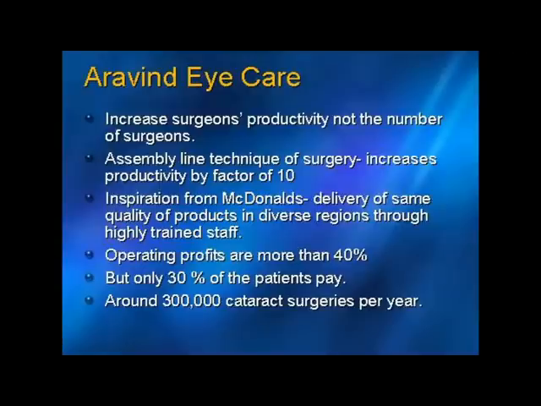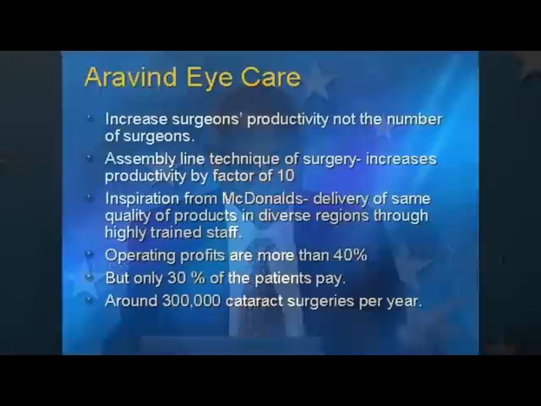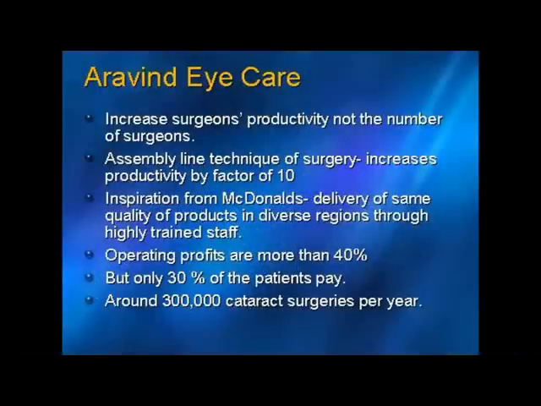And operating profits are more than 40%. This is not done as a philanthropy, by the way. That's what I call inclusive business. This is inclusive innovation for creating an inclusive society, bringing those benefits. And only 30% of the patients pay, by the way. For the rest, it is done free. And yet it is so profitable because there is differential pricing. And there are around 300,000 cataract surgeries per year.